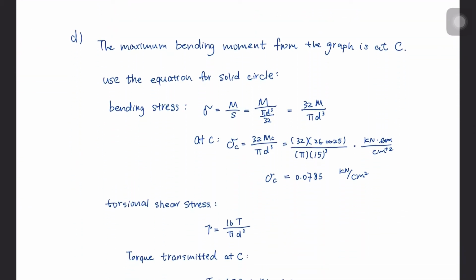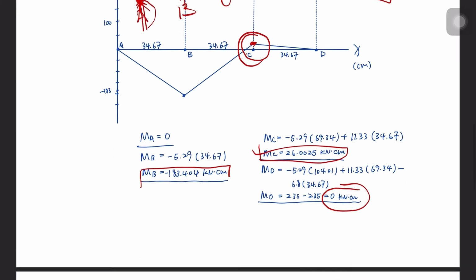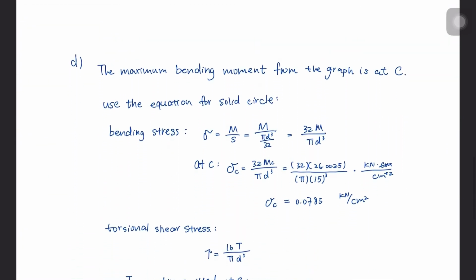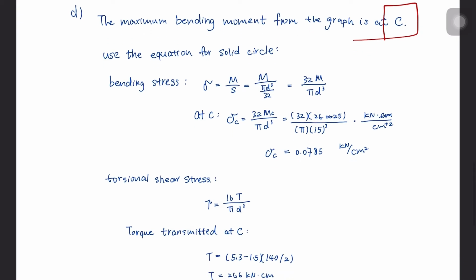For part D, it asks me to find the maximum bending moment. And we can tell from the graph, right? The maximum point here is point C. It has the largest number, which is positive 26. So now everything we're going to focus on is at point C. And then we need to find the bending stress at point C.